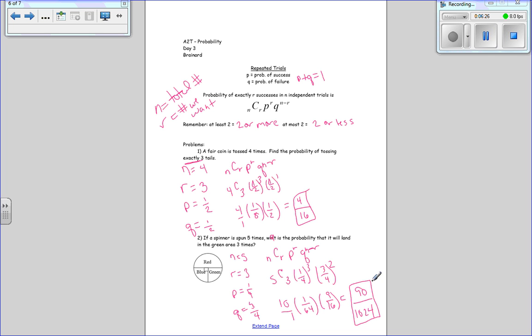If you use your calculator, the calculator will give you the answers that are reduced. So as long as you have an equivalent fraction, your answer is the same. The way to determine if you have an equivalent fraction is to type it into the calculator and divide and see if you get the same decimal value.